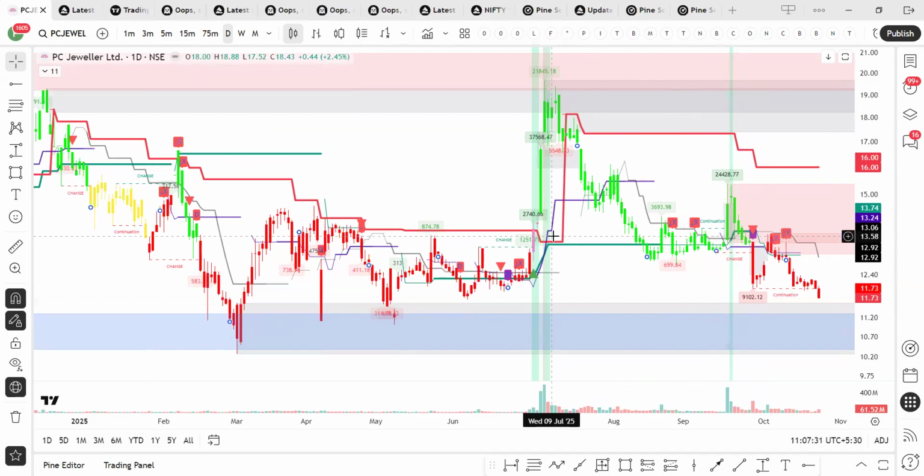Okay, nothing can have a 100% success rate. Not even with triple confluence can we have a 100% success rate. There will be some failures also.